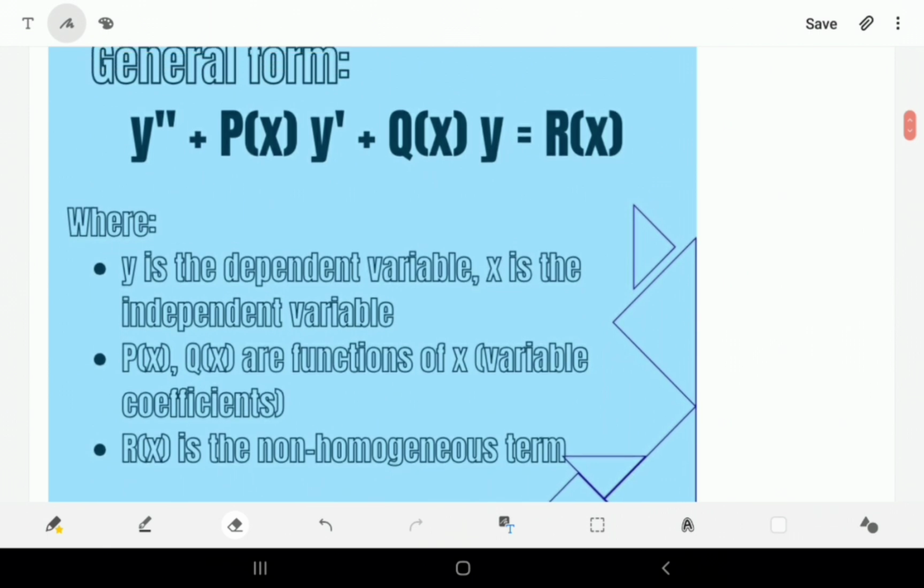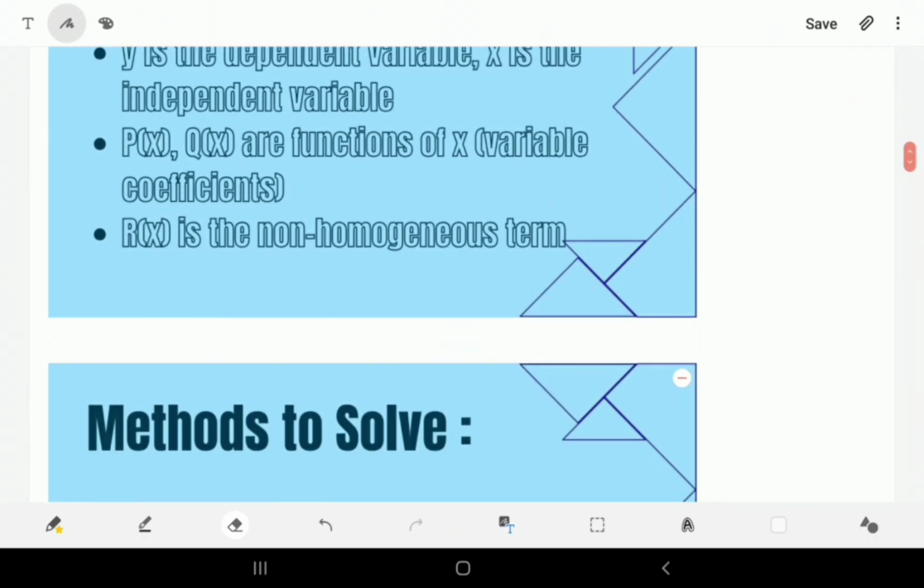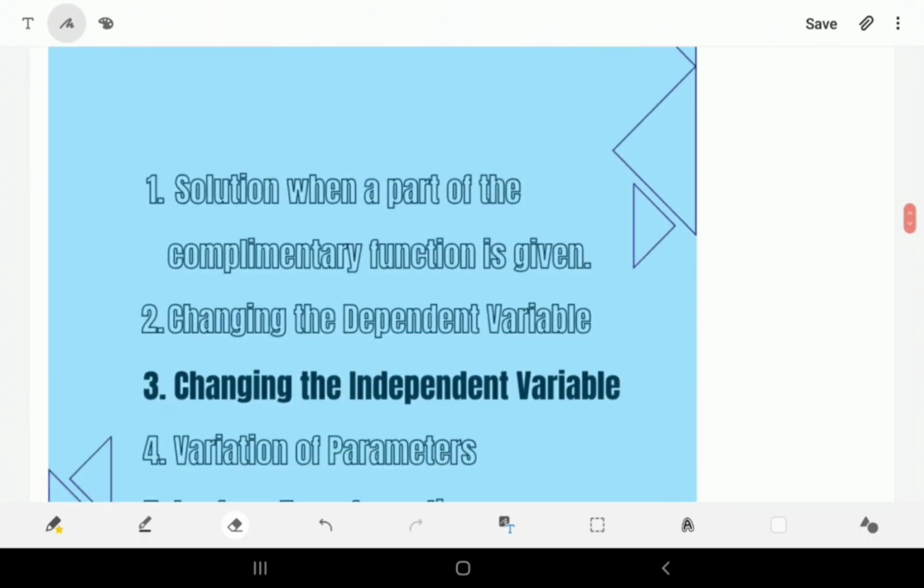The second derivative of y with respect to x plus p times the first derivative of y with respect to x plus q times y is equal to r, where y is the dependent variable, x is the independent variable, and p, q, and r are functions of x, where p and q form the variable coefficients and r forms the non-homogeneous term.